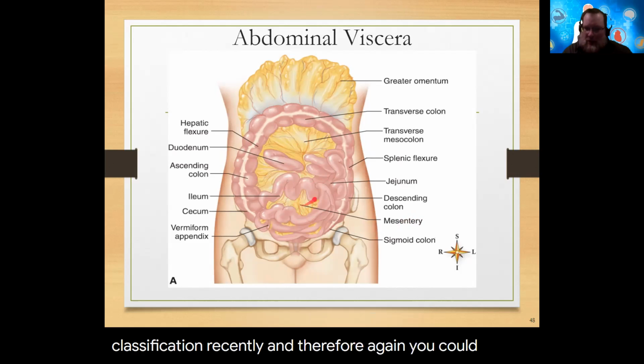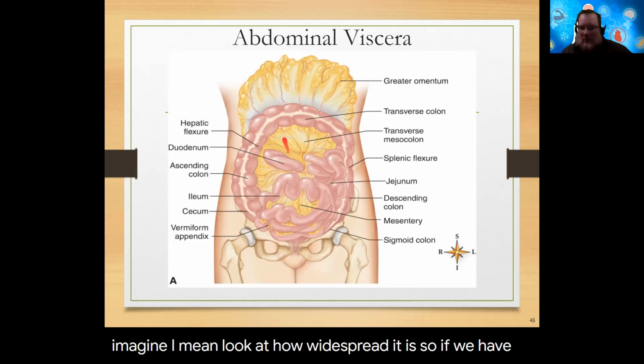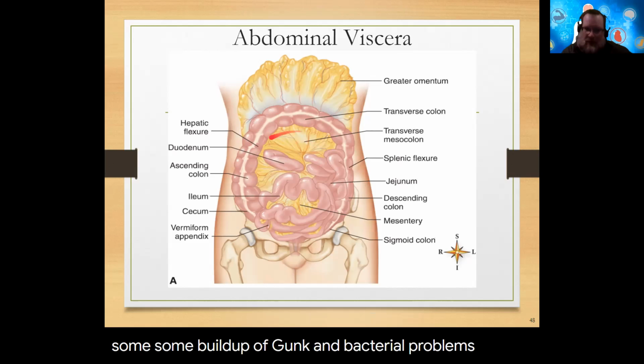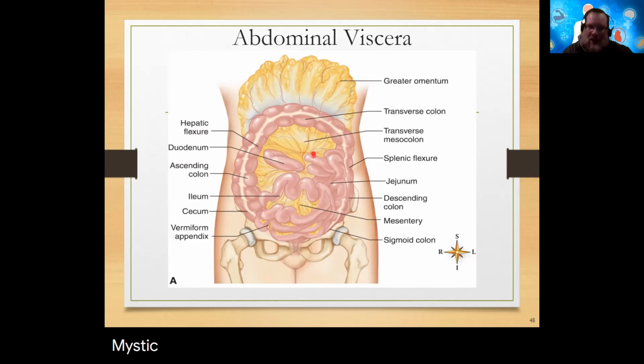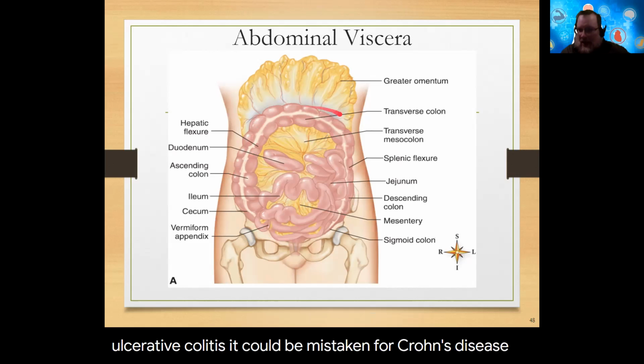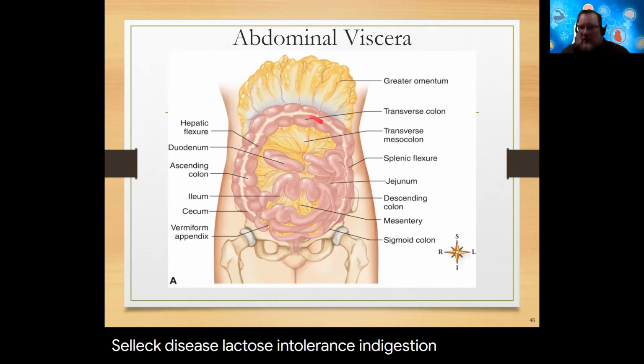And therefore, again, you can imagine, look at how widespread it is. So if we have some buildup of gunk and bacteria problems, a fight going on between good resident flora and our opportunistic transients, that can lead to some headbutting and inflammation in the mesentery. And again, it could be mistaken for constipation, ulcerative colitis, Crohn's disease, celiac disease, lactose intolerance, indigestion, GERD, pelvic inflammatory disease. Potentially it comes all the way down into this area. Okay, so bladder infections, urinary tract infections.